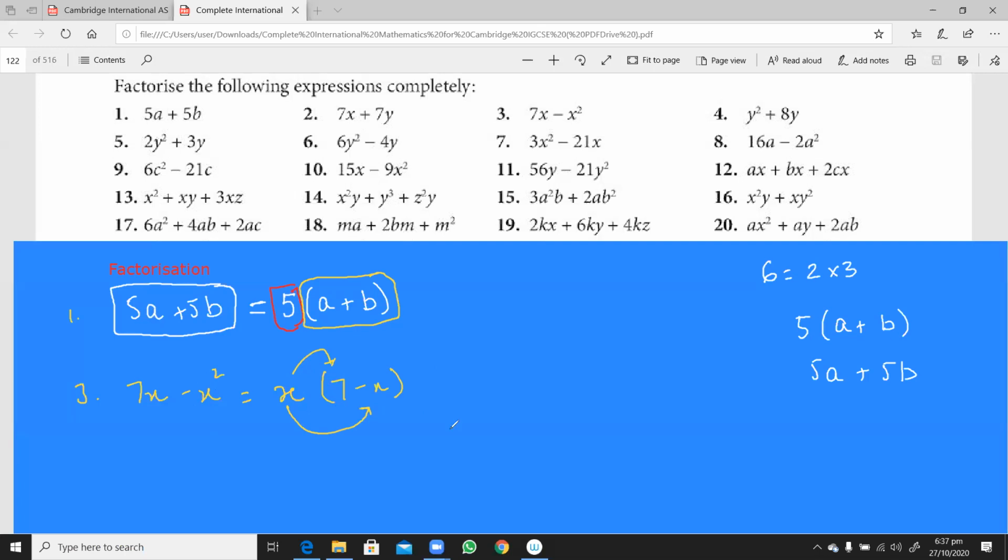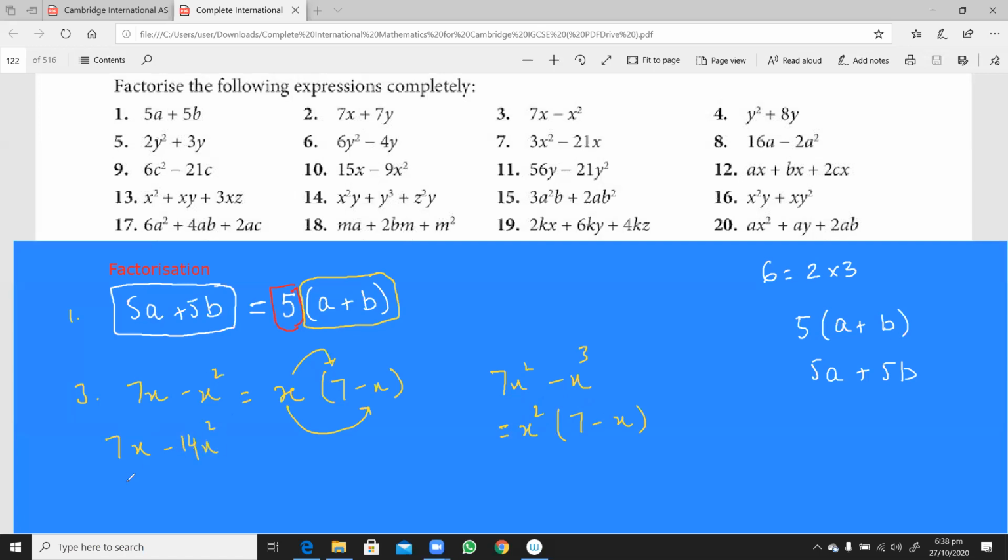Now suppose the same question was 7x squared minus x cubed, then what could be common over here? When I say common, that is basically the highest common factor we are talking about. So what is common over here in 7x squared minus x cubed? Yes, x squared. Taking x squared common, it would be 7 minus x.